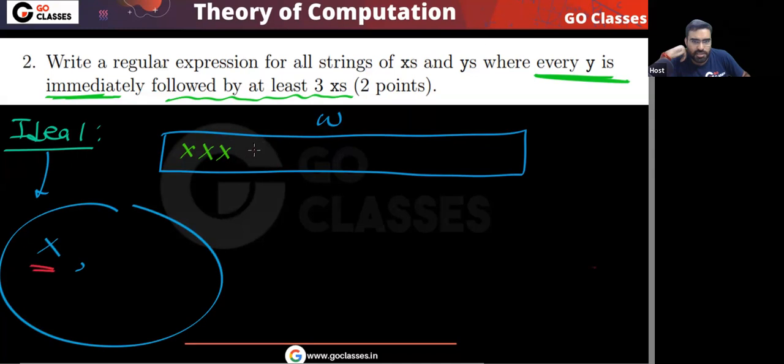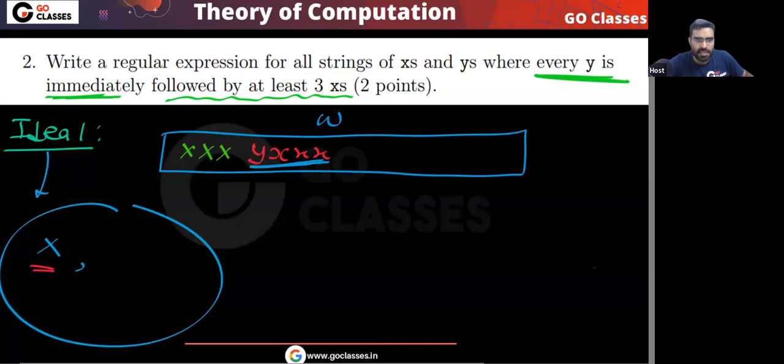Okay, what other things will you see in your string? What other things are you expecting to see? You can see that if this person is coming, then it will come with bodyguards. Agree with me? Yes or no? Every y is immediately followed by at least 3 x's. So if this person is coming, it simply means this person is coming. Agree with me?